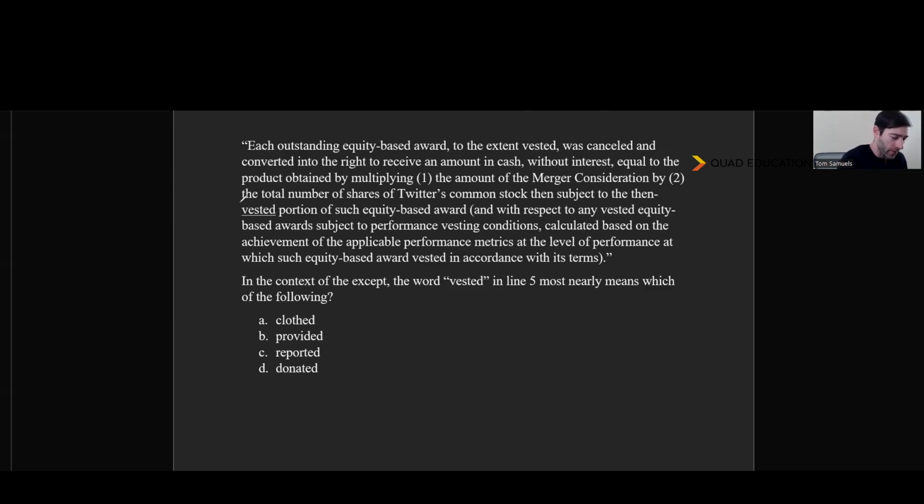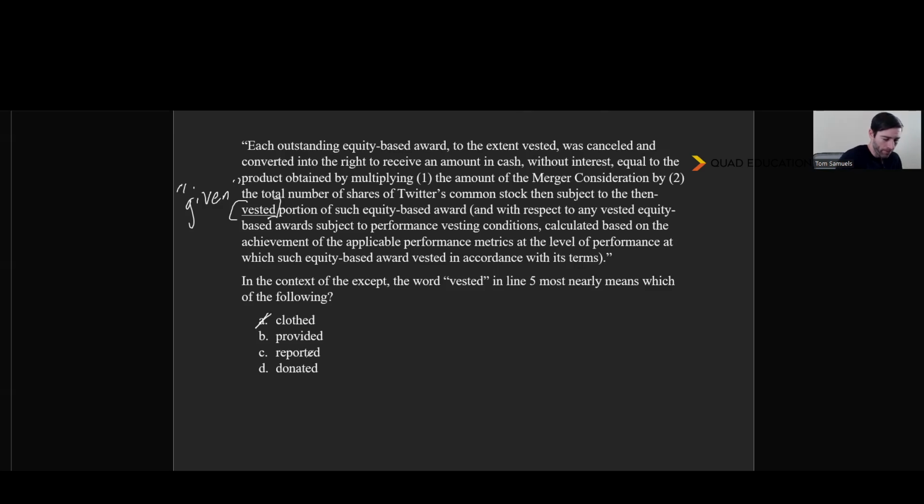So we have this word vested, and I picked this one because it sort of sounds like a vest, like clothes that you would wear, which is why I provided these clothing options here. And what you really want to do here is decide what vocab word you wish this was. So you look at this, the total number of shares of Twitter's common stock then subject to the then given portion, provided portion of such equity-based award. And when we have this given word, you might even want to write that there as the word that you wish that it was.